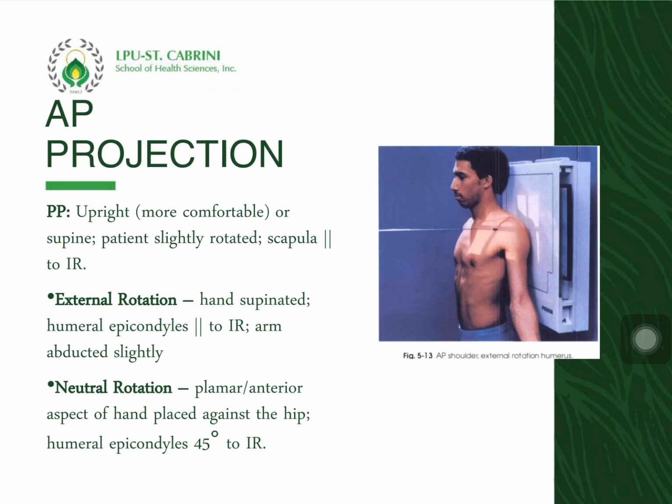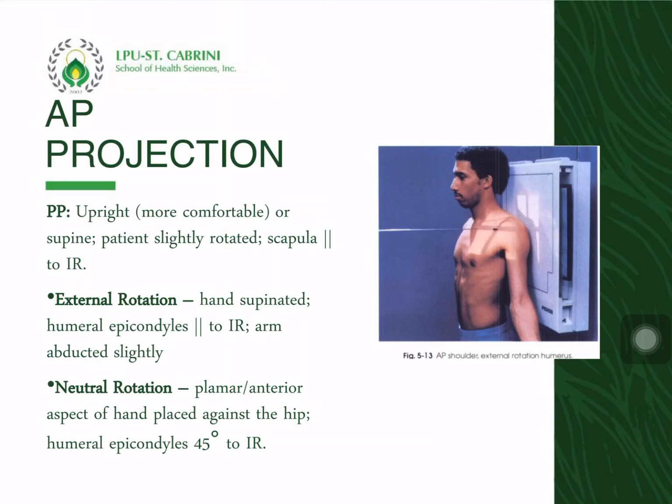So, to achieve external rotation of the humerus in shoulder AP projection, ask the patient to supinate the hand and abduct the arm slightly. So, this position places the shoulder and the entire humerus in true anatomic position. We can also see the greater tubercle laterally when the humerus is externally rotated.